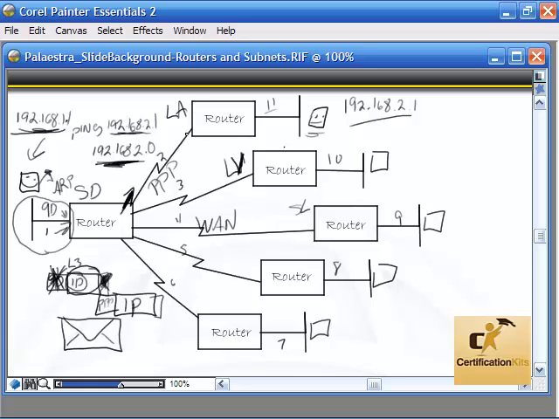sends it out. This router receives that package, so he sees this package coming in to his interface, and he knows if it's a PPP package, he's got to open it up. So he opens this up, gets rid of the PPP information, and looks at the layer 3 information on here, which is the IP address.